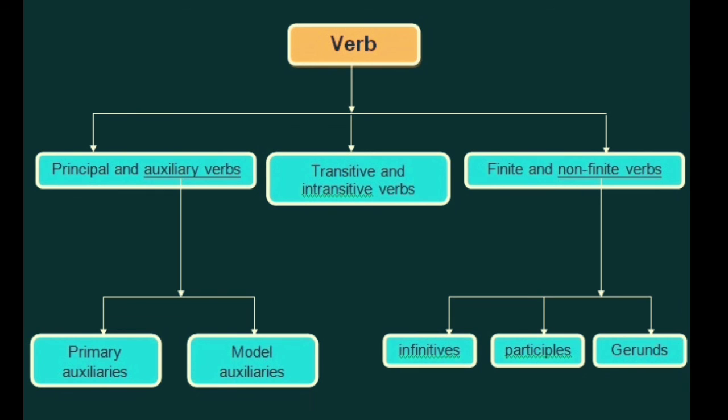So students, verbs can be divided into three categories: principal and auxiliary verbs, transitive and intransitive verbs, finite and non-finite verbs. Auxiliary verbs are of two kinds: primary auxiliaries and modal auxiliaries. Non-finite verbs are of three kinds: infinitives, participles, and gerunds.